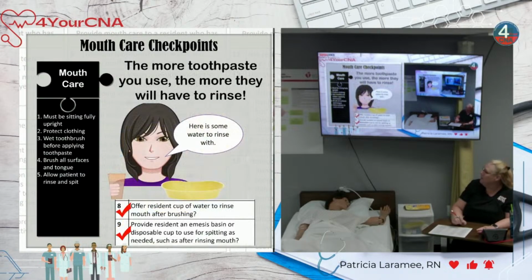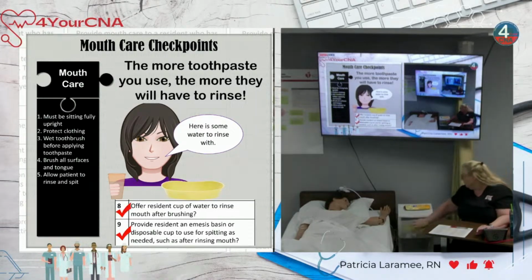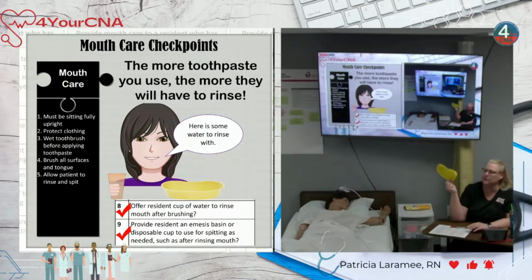We're going to offer them a cup of water to rinse as often as they need to. Guys, if you put a lot of toothpaste on that toothbrush, they're going to be rinsing forever. A little bit of toothpaste is all you need. Let them rinse. Give them something to spit in. For the test, you're probably going to use an emesis basin. This is what we recommend that you use. It's in the top drawer. This will hold water very well. It holds quite a bit of saliva from them spitting. The test also allows you to use a disposable cup for them to spit into.